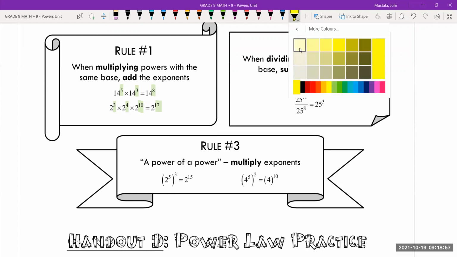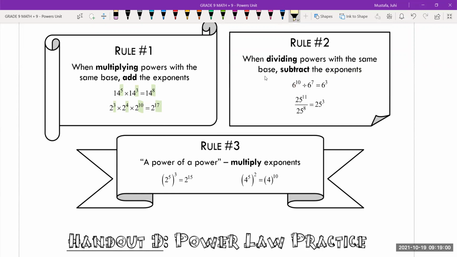Okay. Rule number 2, what happens when we have a division sign? So if you take a look at the examples I've given you, when dividing powers with the same base, subtract the exponents. So you can write a division question in 2 different ways. You can write it with the actual division sign, or you can write it as a fraction with the number on top of another number. Let's look at the first scenario. 6 to the power of 10 divided by 6 to the power of 7. My exponent here is a 10. My exponent here is a 7. There's a division sign. So now I'm going to be subtracting the exponents. 10 take away 7 is going to give me a 3. Do my bases change? No, the bases always stay the same.